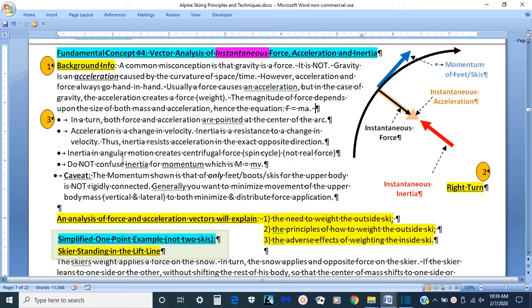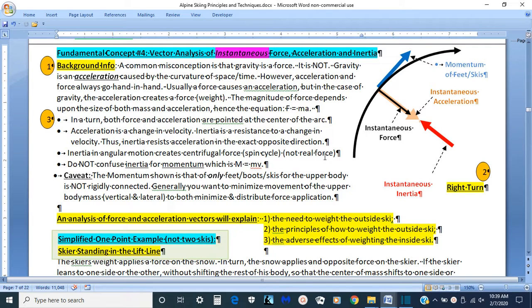Inertia in angular motion creates centrifugal force. For example, you put your washing machine on spin cycle, and how it dries the clothes is it spins and it throws that water outward, in the direction of inertia. It's thrown out, right. Now, centrifugal force is not a real force because it's based upon inertia.